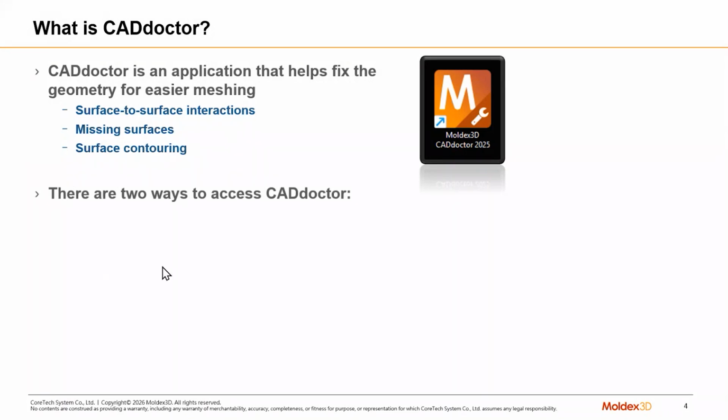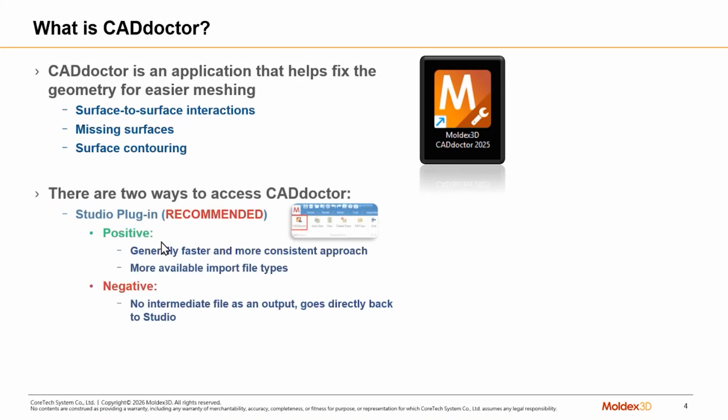In Moldex3D, there's two ways to access CADdoctor. The first way is through the plugin. This is usually the way that we go about it. This is under the check geometry function in Studio, and then you can use the CADdoctor plugin if you have CADdoctor installed on your machine.